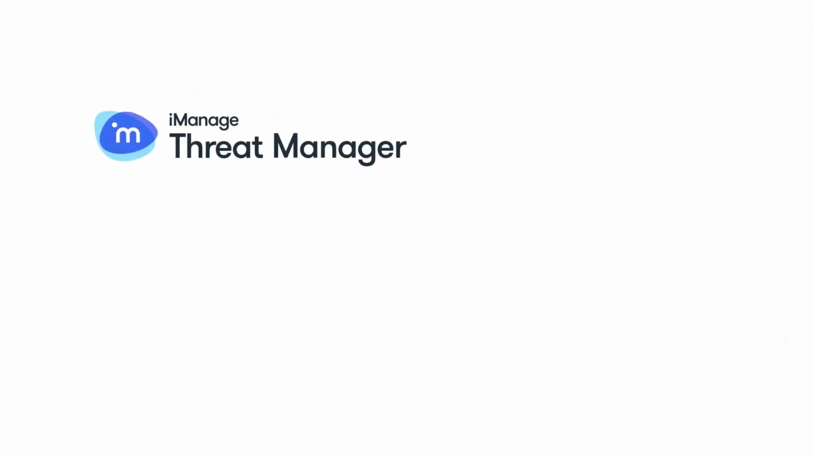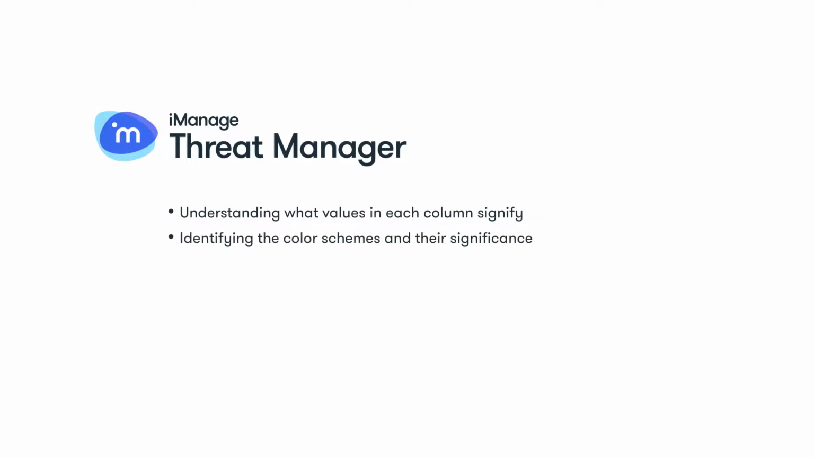By going through this video, you have understood how to perform investigation on the alerts, which includes understanding what values in each column signify, identifying the color schemes and their significance, and understanding what each value under an activity conveys.